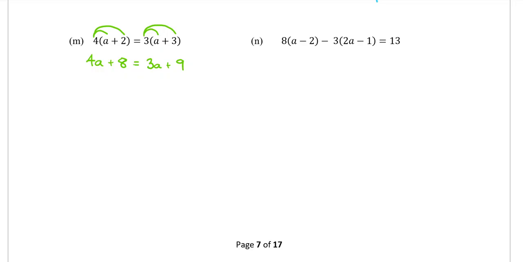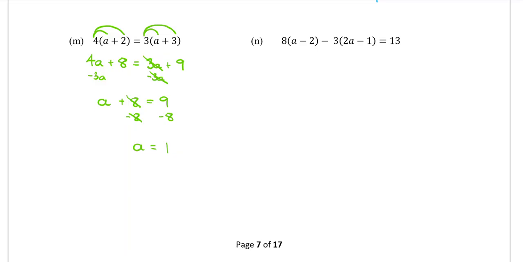Okay, brackets are gone. Now we want to collect up our letters. So I'm going to move the 3a by subtracting it. So minus 3a, minus 3a. 4a take away 3a is 1a, or just a, plus 8 equals 9. Then there's only the 8 to get rid of, so I minus the 8, and then I get my answer, which is a equals 1.